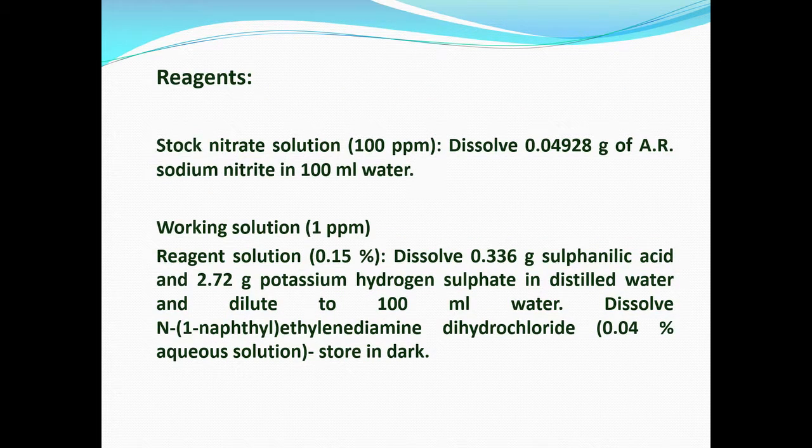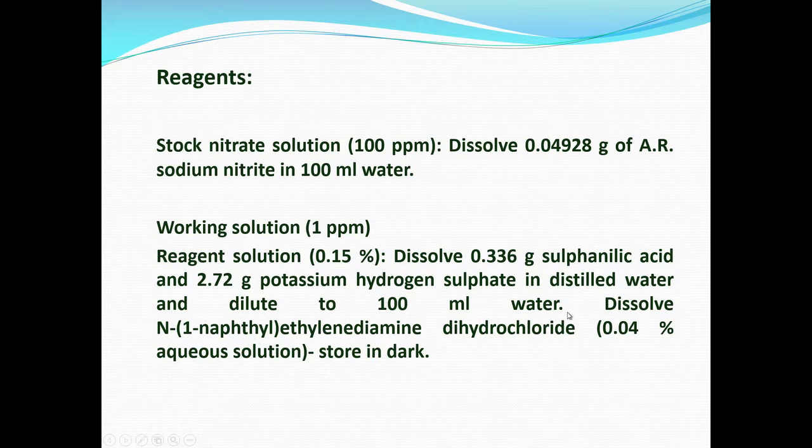So, the reagent solutions are all very simple. You need to prepare a stock nitrite solution, that is about 100 ppm, and your working solution would be 1 ppm. So, all you have to do is prepare 100 ppm and dilute it by 100 times to prepare the working solution. This working solution you have to prepare daily.